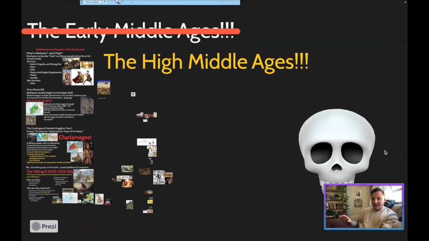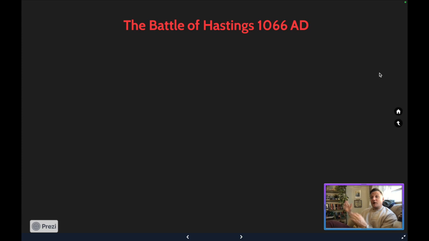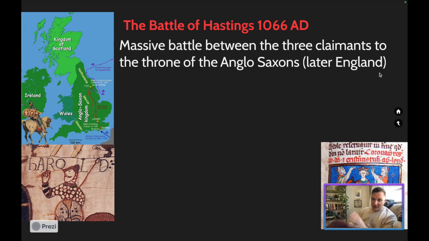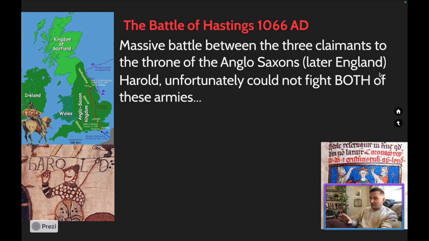But what ends up going down, sorry about that, is the Battle of Hastings in 1066 between the three claimants of the throne. Well, not technically, because what ended up happening in the long run is that a massive battle blew up between all three claimants to the throne, right? And the Anglo-Saxons, later on known as England.